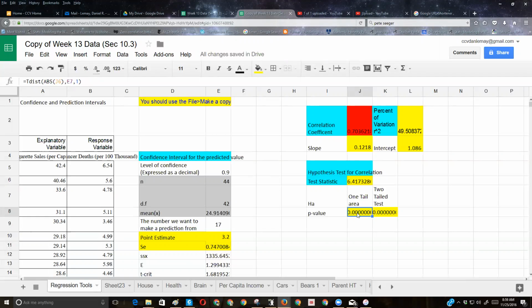Because we're testing for a positive correlation, we look at the one-tailed area. If we were looking for a negative correlation, we'd be looking at the left one-tailed area. In the problems that say, is there significant correlation, we'll be looking at the two-tailed, since we don't know whether it's greater than or less than. But for this problem, I'm looking for that.